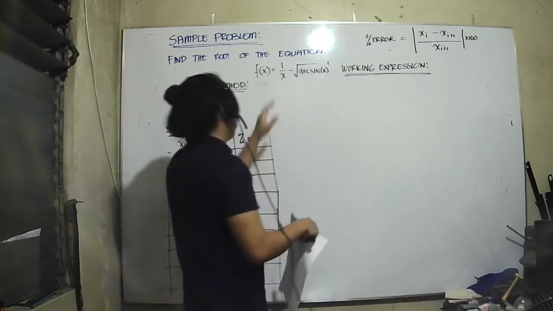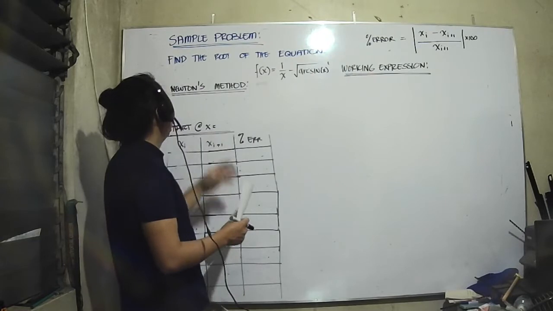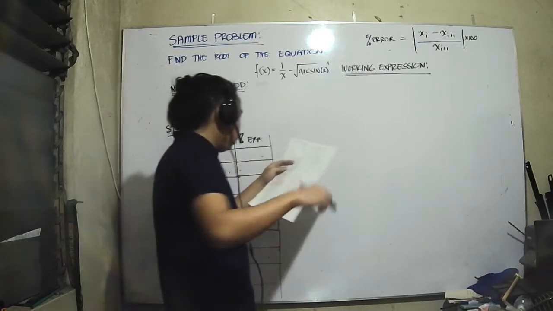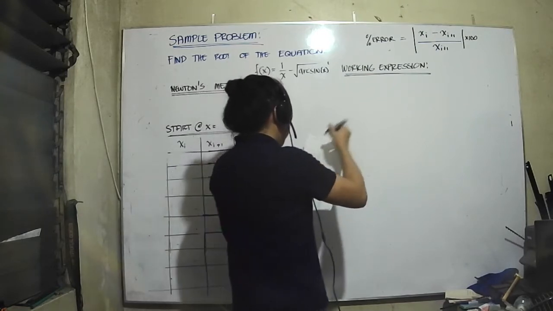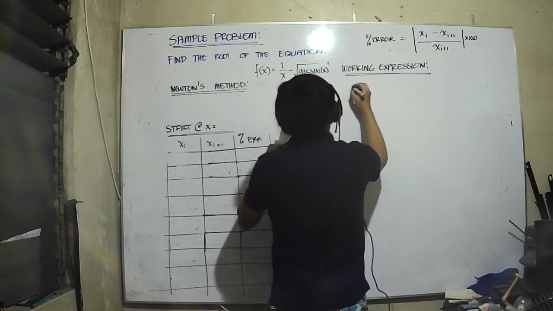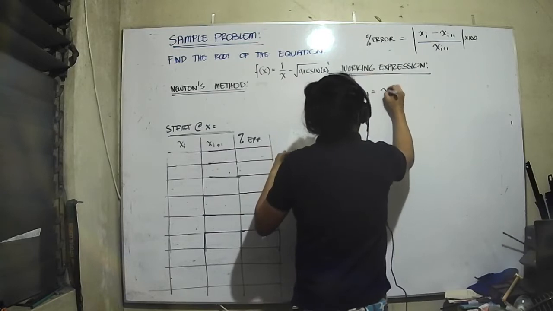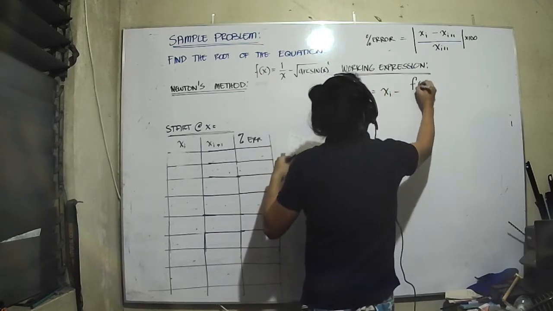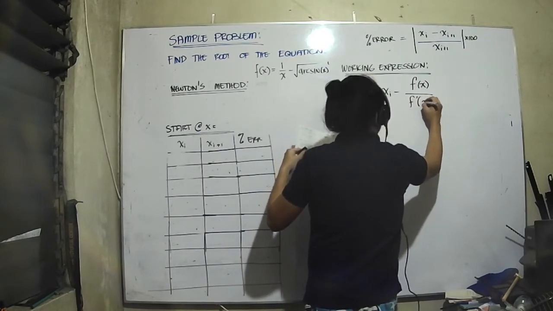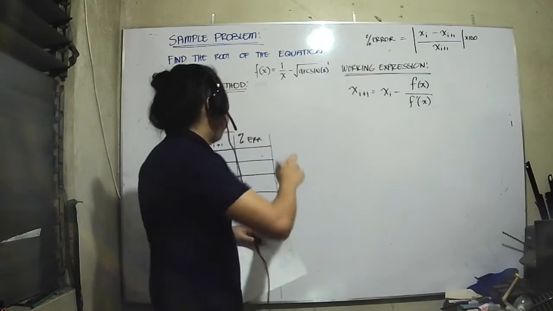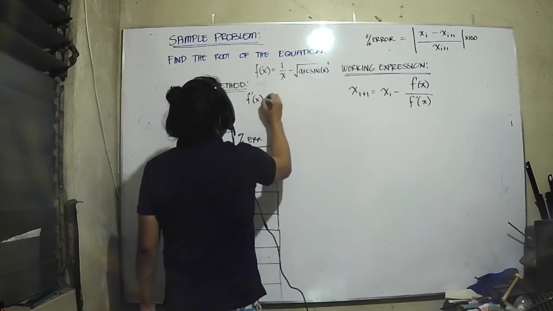Okay? We have something like this. Now, for starters, to utilize Newton's method, we need to find its derivative, right? Because our working expression kind of looks like this: x minus f of x divided by f prime of x. So for that, we differentiate this.